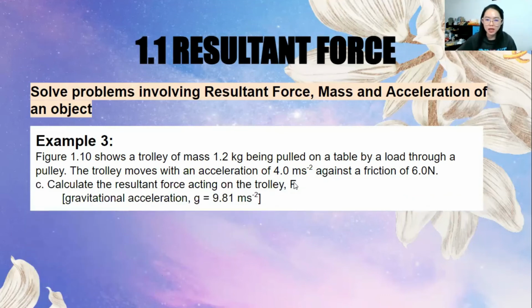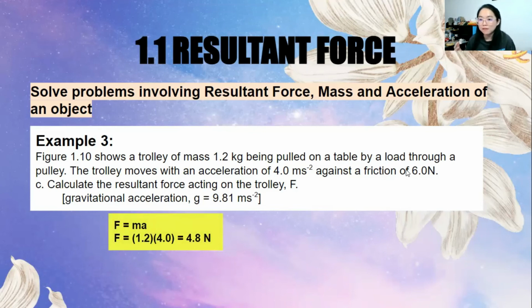Okay. All right. Next one. Calculate the resultant force acting on the trolley, F. Now, I need to find F, right? I need to find the resultant force. It's still easy. My mass is 1.2, and my acceleration is 4. Just put it inside. Always remember, as long as you are asked to find the resultant force, F is equal to ma. That's the final product. That's it.